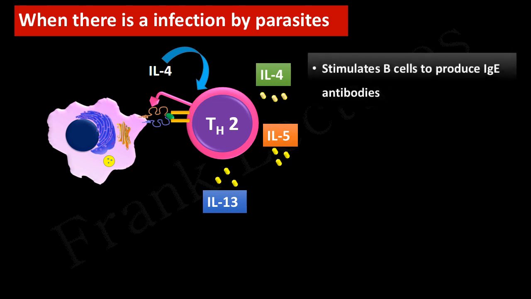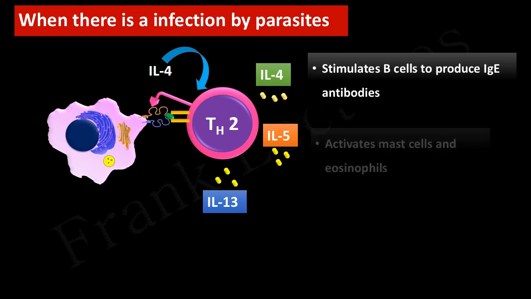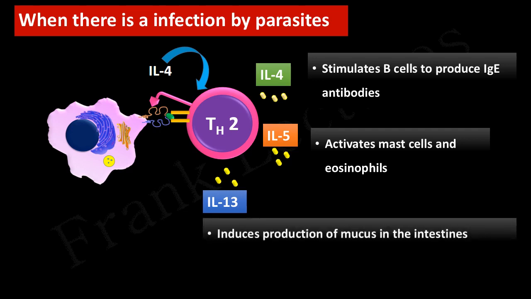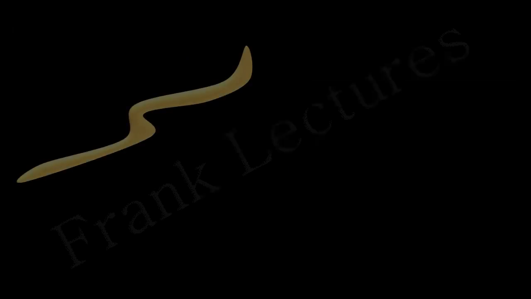Interleukin 4 stimulates B cells to produce IgE antibodies. Interleukin 5 activates mast cells and eosinophils. Interleukin 13 stimulates the production of mucus in the intestines. We know that the size of these parasites is too large and they cannot be phagocytosed. Now let's have a look at how these cytokines contribute to the elimination of these parasites.